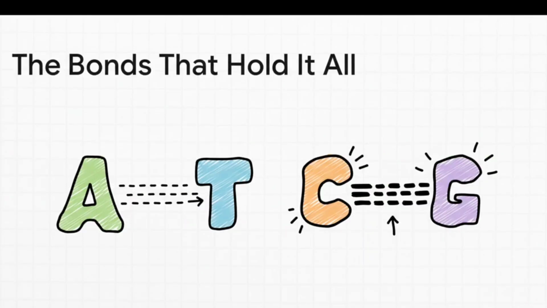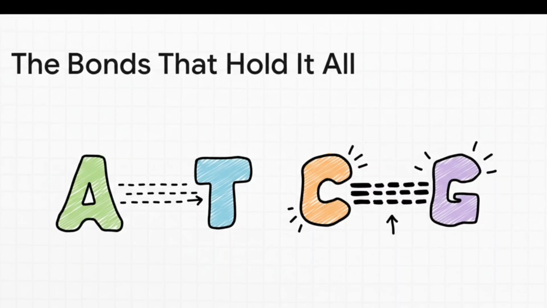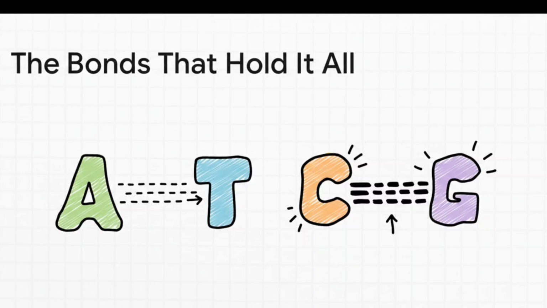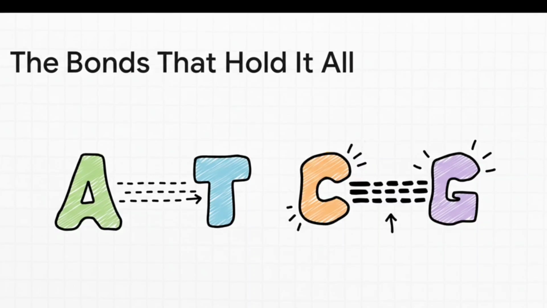So what holds these pairs together? Well, they're connected by something called hydrogen bonds. Now here's a cool detail. The AT pair is connected by 2 of these bonds. But the CG pair, it uses 3. So what does that mean? It means the CG connection is way stronger. It might seem like a small thing, but it has huge implications for everything from how DNA gets packed into a cell to what temperature you need to unwind it in a lab.